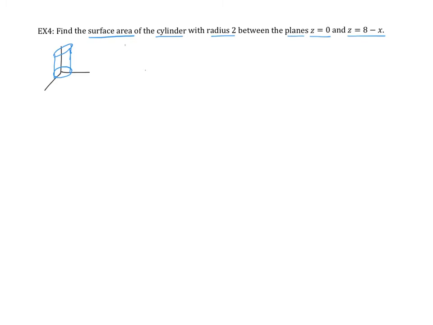So since it's a cylinder, I'm going to follow the template where my u is going to be equal to theta, and my v is going to be equal to z. So r of u, v is going to be 2 cosine of u, 2 sine of u, and then v.